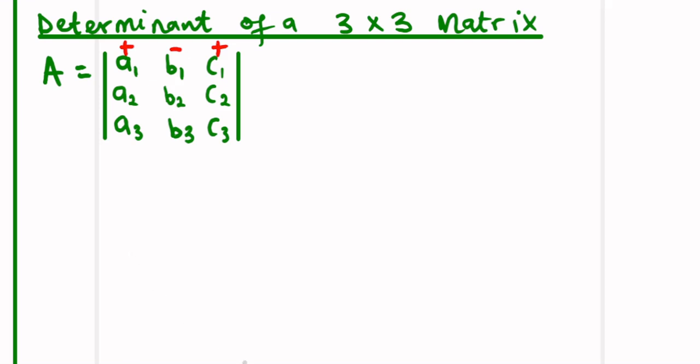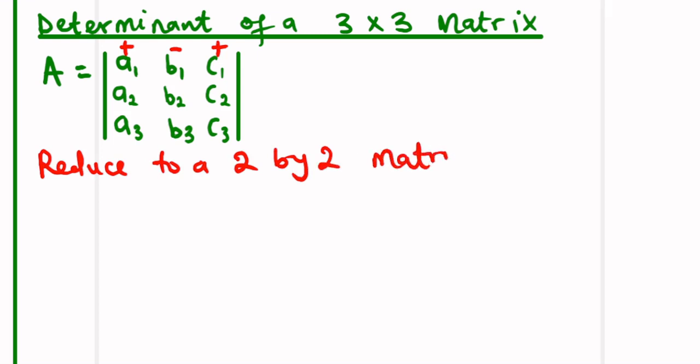the next thing we have to do is to reduce this to a 2 by 2 matrix. A 2 by 2 matrix also means 2 times 2. We can actually use that, or we can use this. Reduce to a 2 by 2 matrix.